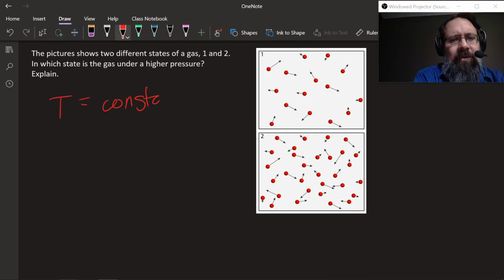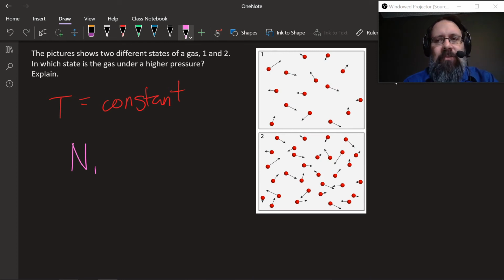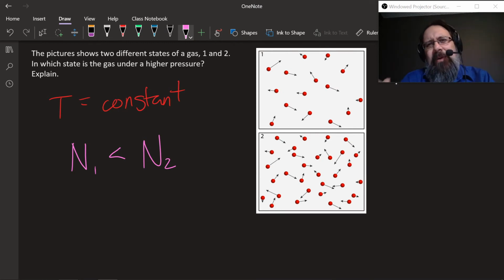So in this case, they both have the same temperature. But what we notice is that the number of particles in situation 1 is less than the number of particles in situation 2. So how does the number of particles affect the pressure, the collisions?